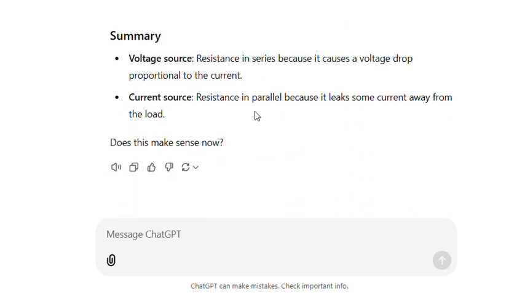So the resistance is in series because it causes a voltage drop proportional to the current. The voltage source has a resistance in series, and the current source has a resistance in parallel because it leaks some current away from the load. Somewhat. Yeah, it makes some sense now. In some sense, somewhat.